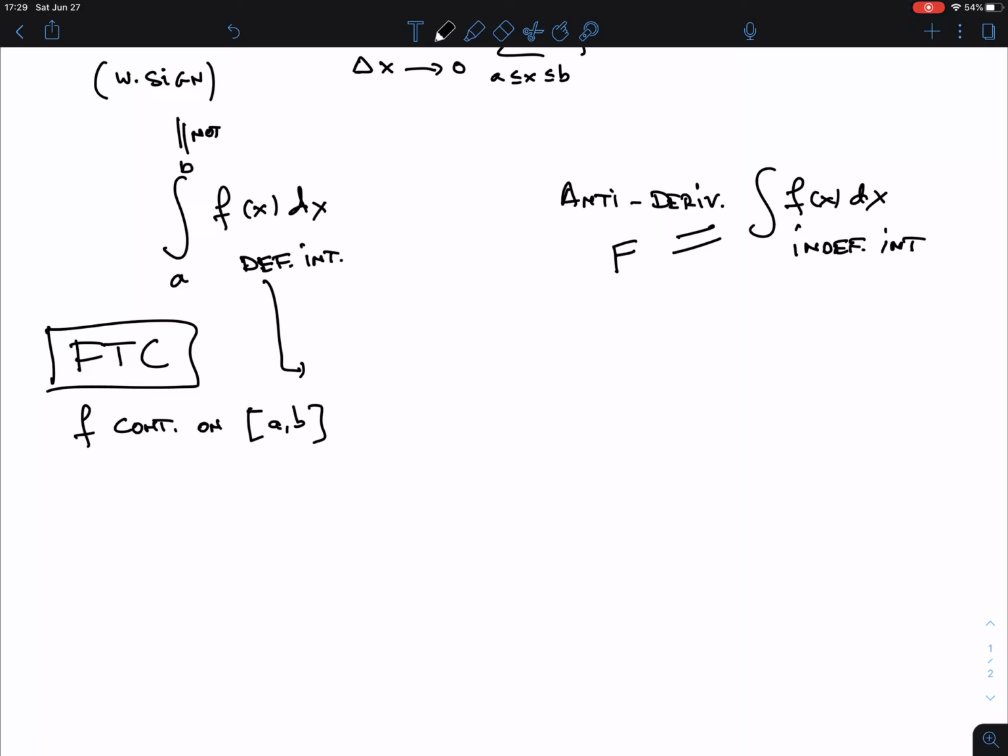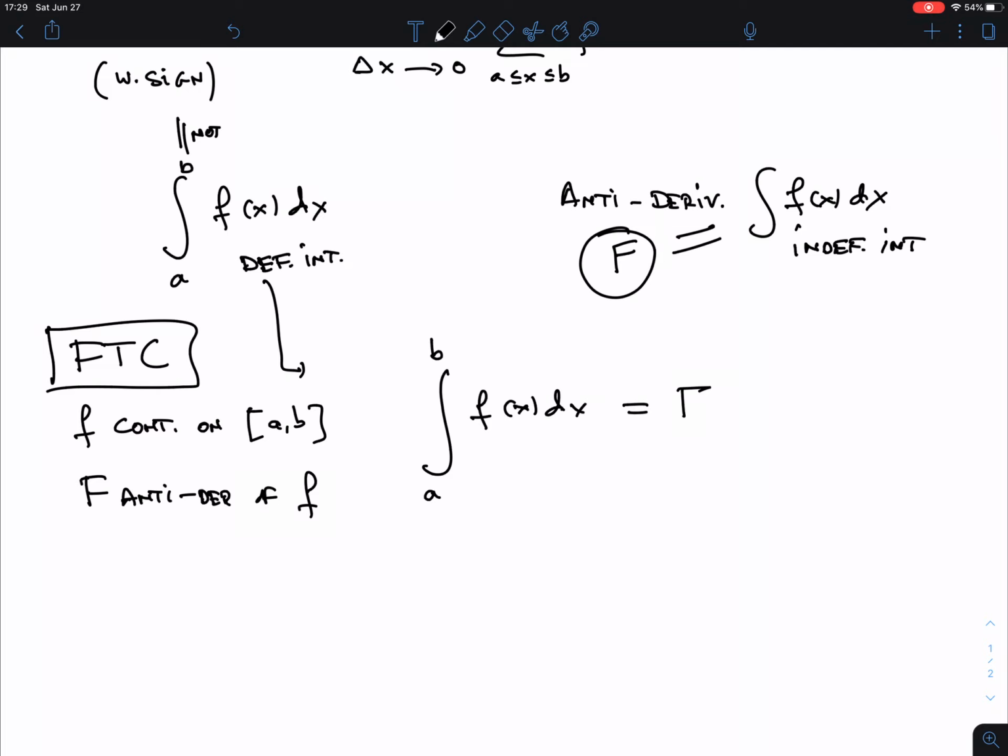Okay, so if we want to calculate this thing, what do we do? Well, first of all, you calculate this antiderivative, which we called F. So F is an antiderivative of little f. And then you just plug in the endpoints, F(b), F(a), and you subtract. Not add, but subtract. And the order, therefore, is important. Notice it's the top endpoint that comes first, and the bottom endpoint goes second.